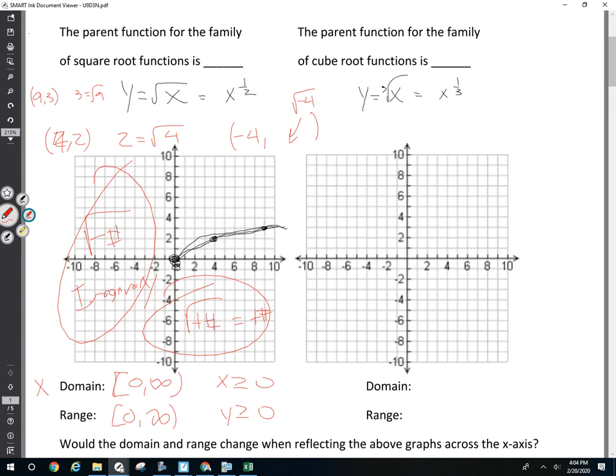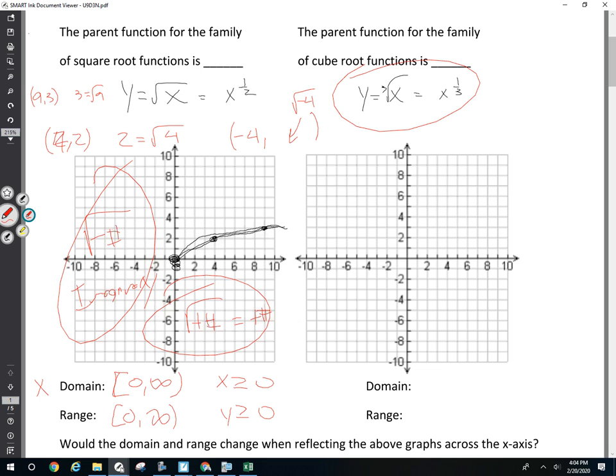All right, let's look at y equals the cubed root of x. Who could give me a couple points without graphing on the cubed root of x? 3, 6, nope, doesn't work. 2, 8 doesn't work. 3 and 9 doesn't work. 2 and 6 doesn't work. 8 and 2 works. I just said that.